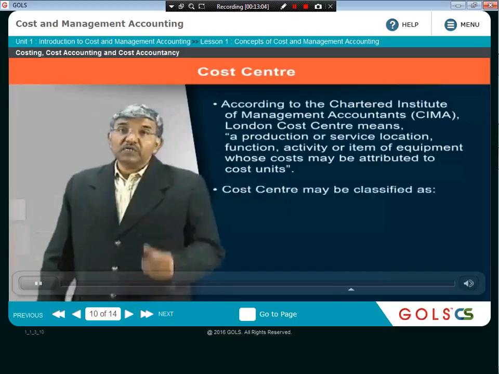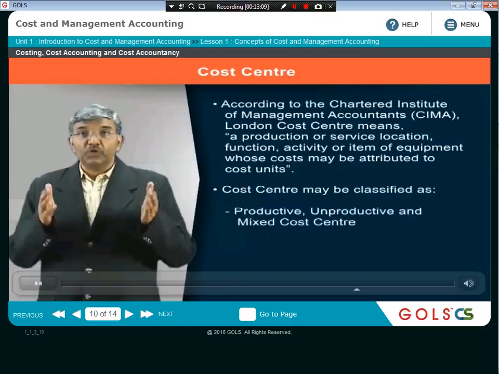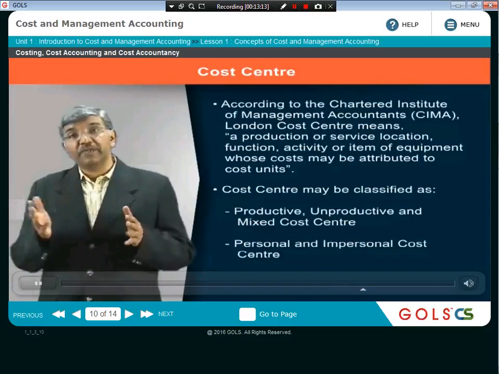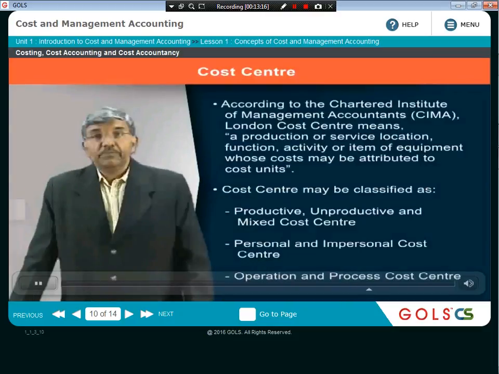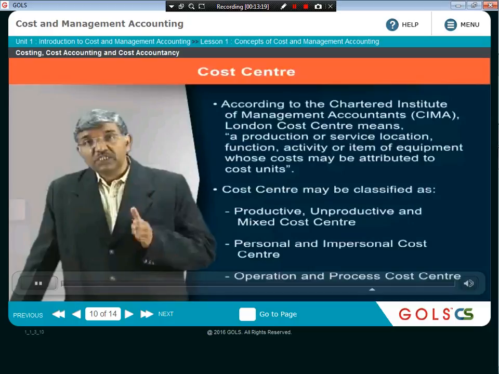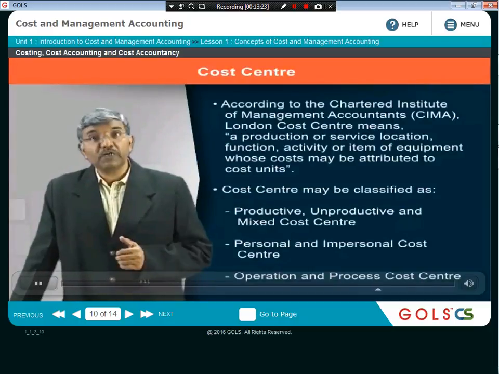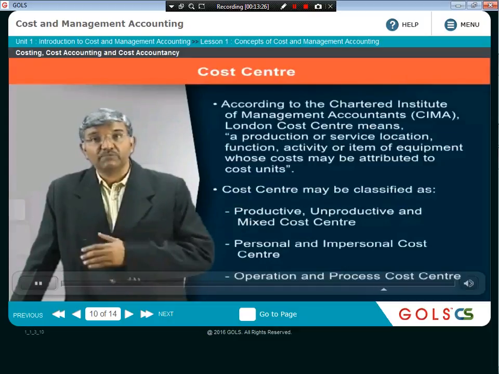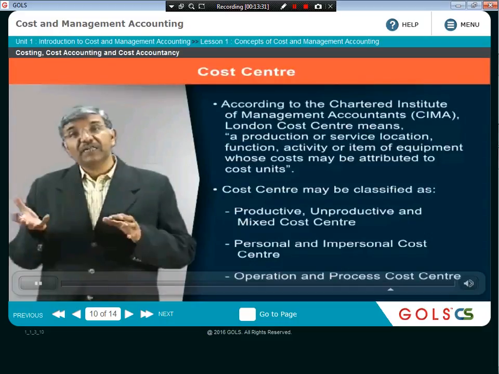Cost centers may be classified as per their requirement: productive, unproductive, mixed cost centers, personal and impersonal cost centers, and operation and process cost centers. Productive is, as I told you, the production department, in relation to the production. Unproductive means administration, selling, marketing. Mixed will involve production as well as non-production.